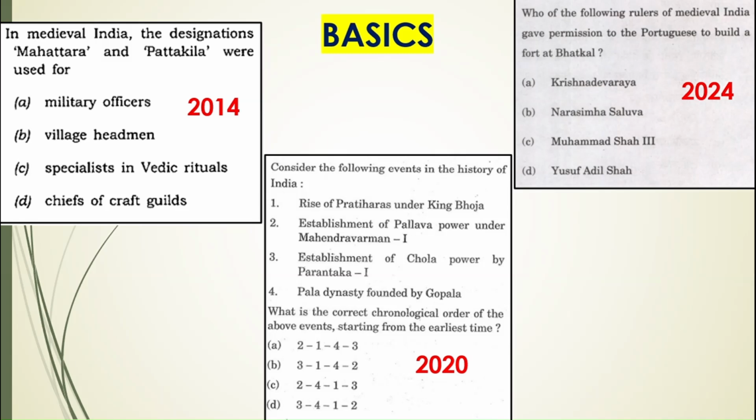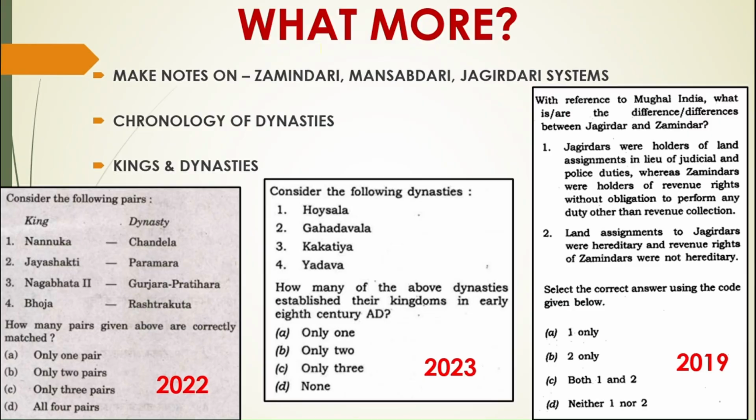Okay. Then see the 2024 question, who of the following rulers of medieval India gave permission to Portuguese to build a fort at Bhatkal, right? So direct questions. Now what more needs to be done for medieval India?